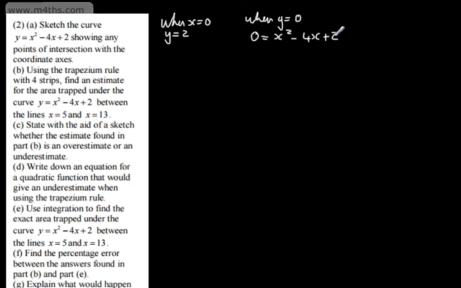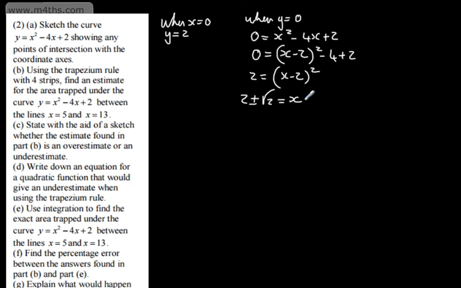This isn't going to factor, so we can either use the quadratic equation or complete the square. I'm going to complete the square, so we'll have x minus 2 all squared, then we'll have minus 4 plus 2. So that's going to give me now 2 is equal to x minus 2 all squared, and solving, taking the square root and adding 2, we can say 2 plus or minus the square root of 2 is equal to x. So let's go ahead and draw this.